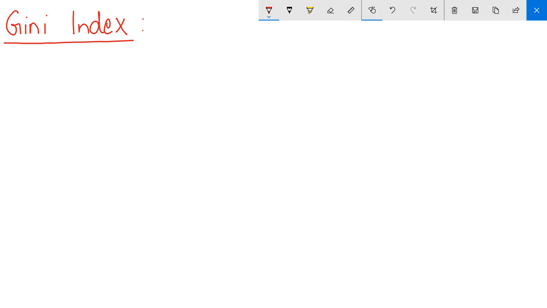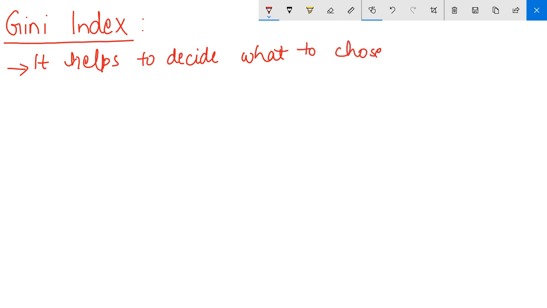Gini index is nothing but it helps to decide what to choose for splitting. Let me just write it down. It helps to decide what to choose for splitting. Okay.